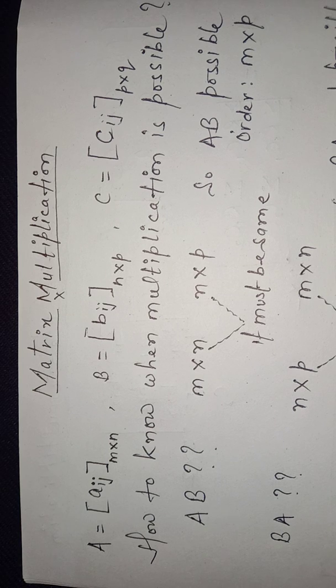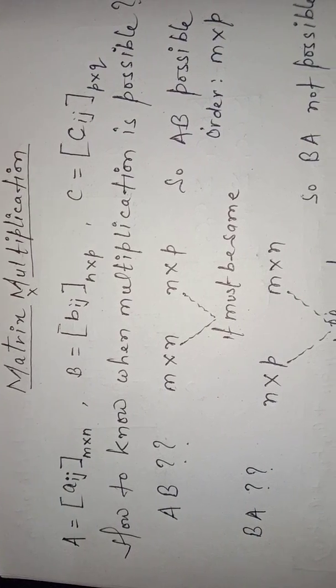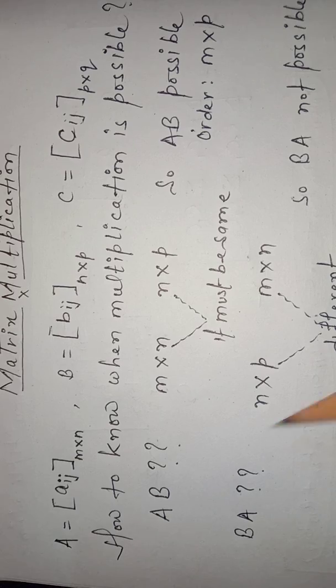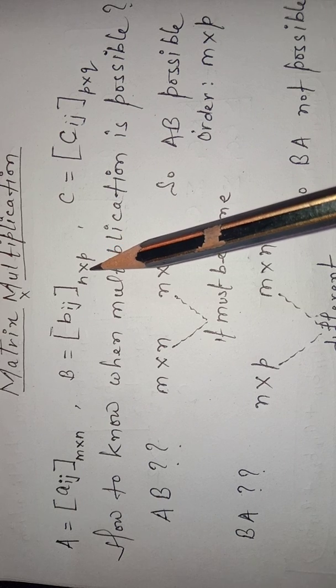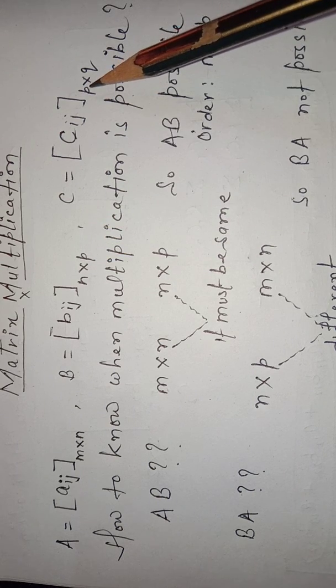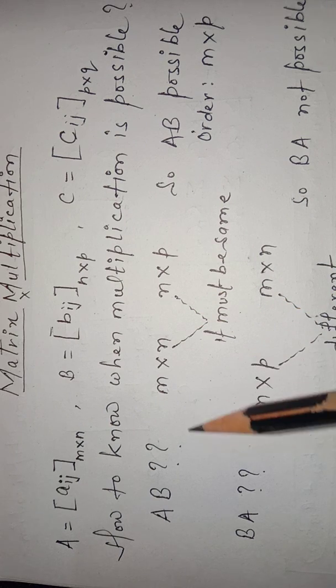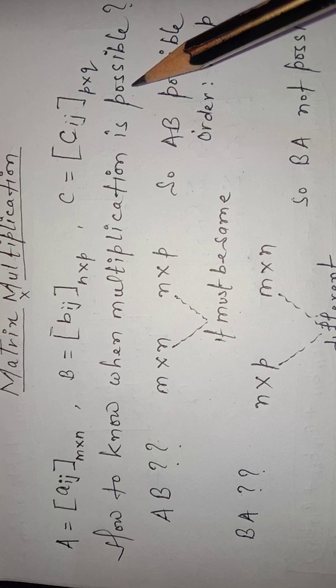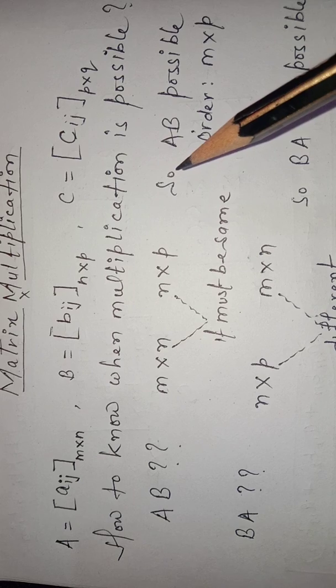Today we are going to discuss a very important topic in matrices, which is operations on matrices, specifically multiplication of matrices. To understand it properly, I have taken an example of three matrices of different orders. You can see this matrix of order m by n, the second is of order n by p, and the third is of order p by q. Here one question arises: when multiplication is possible, can we multiply all matrices, or are there some conditions?